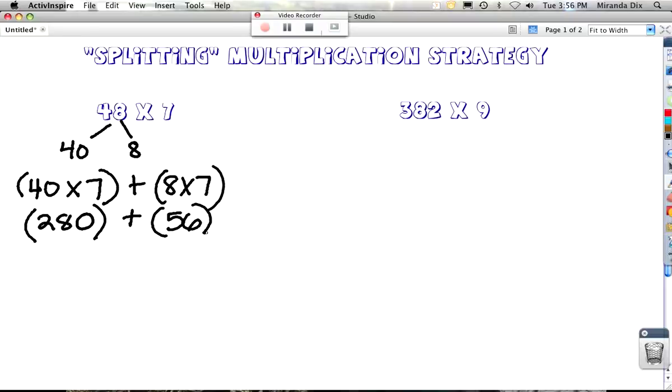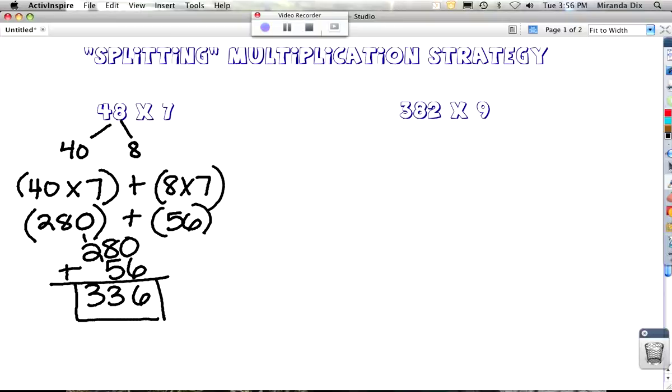At this point, the kids would look at those and they would add them together. They might even stack them on top. Some would do it in their head. Either way is fine. So 280 plus 56 is 336. And that's what we would do to solve that problem.